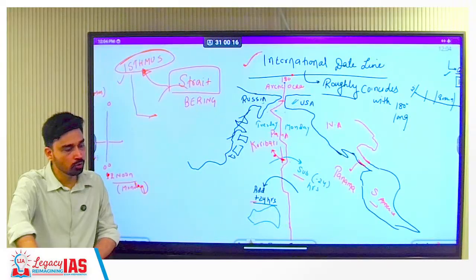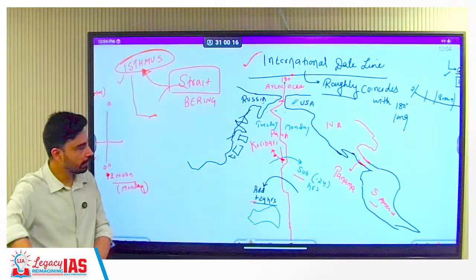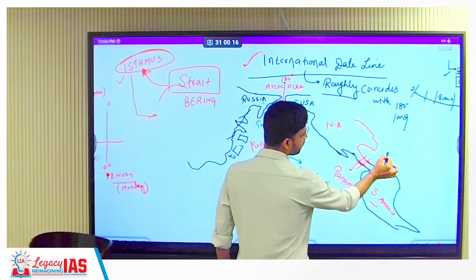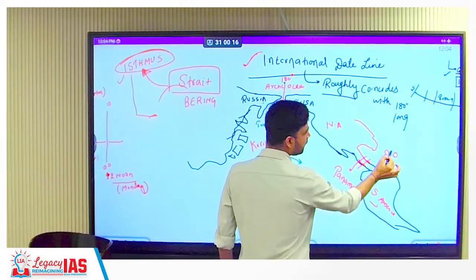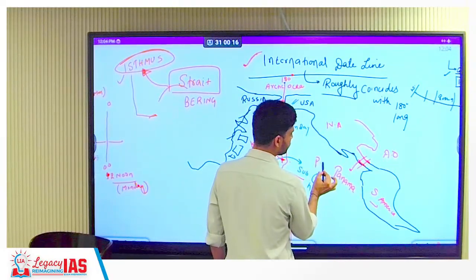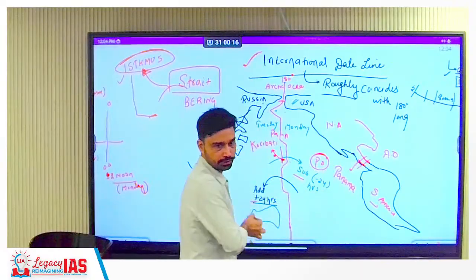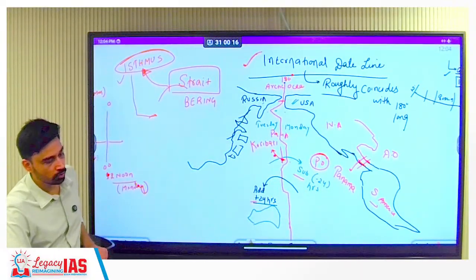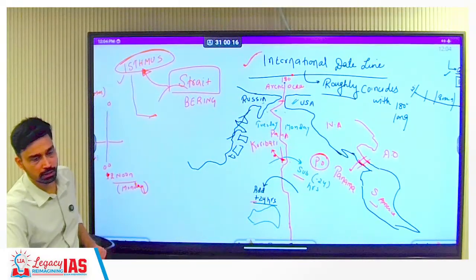Panama is also known for what other thing? The Panama Canal. So we have dug a canal in the east-west direction. What is this canal doing? It is connecting the Atlantic Ocean in the east to the Pacific Ocean in the west. So Panama is an isthmus, and it is also known for one of the grandest infrastructure projects in world history.